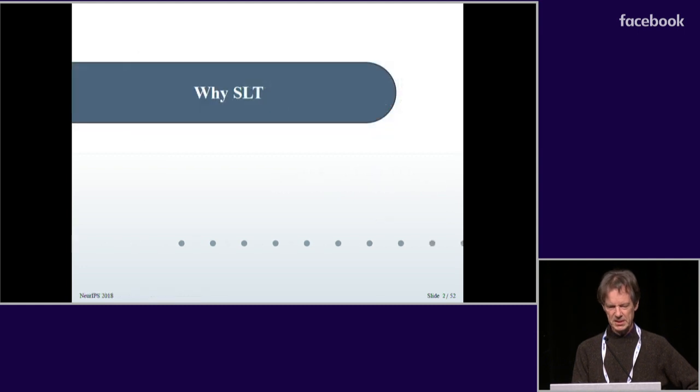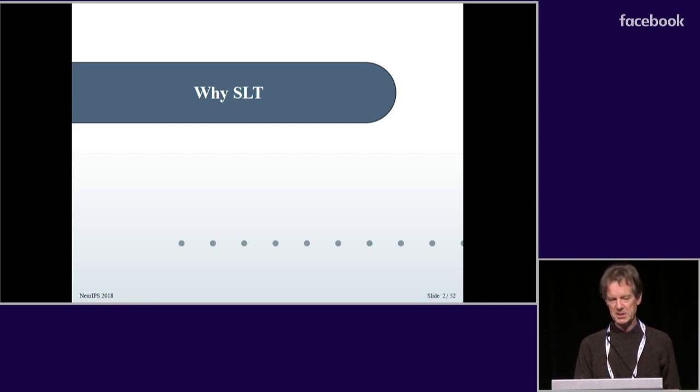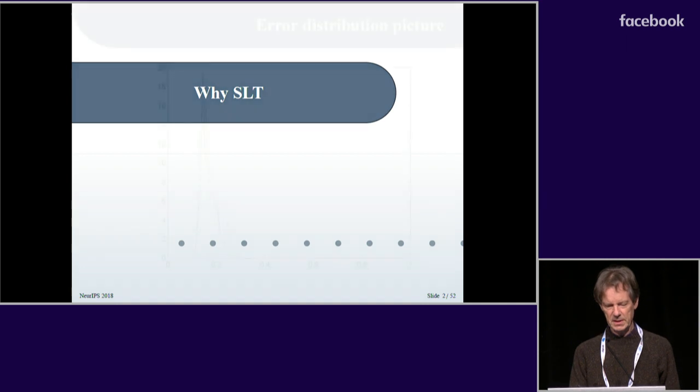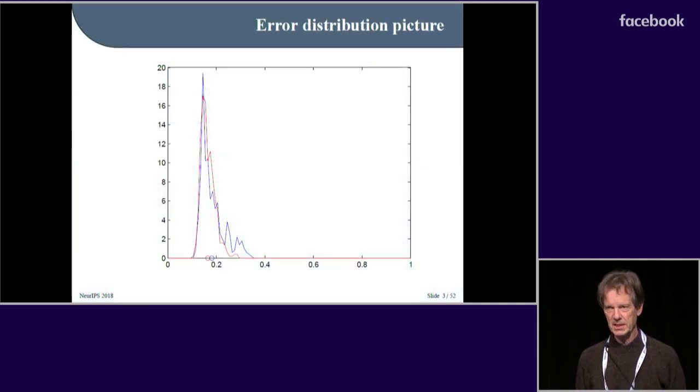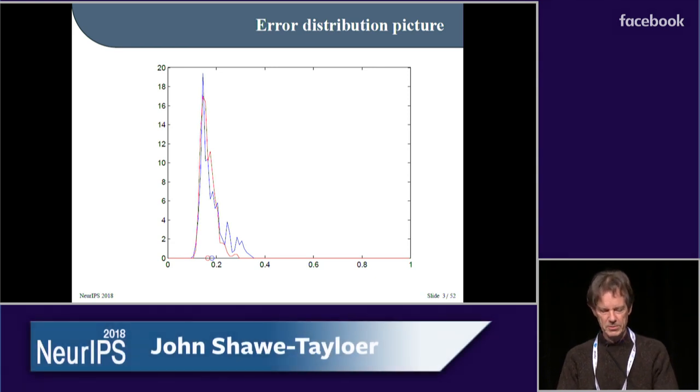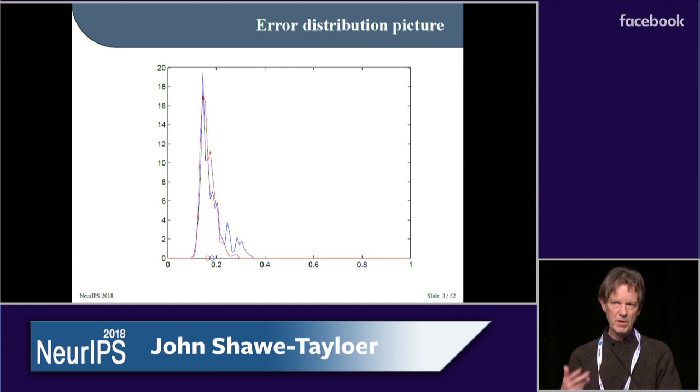So I'm going to start with an overview of why, and what the aim of, statistical learning theory is. I want to just start with a plot of 2 distributions. These are distributions for 2 different algorithms, a red algorithm and a blue algorithm. And what they plot are the generalization errors, so the test errors, as a random draw is made of different training sets.